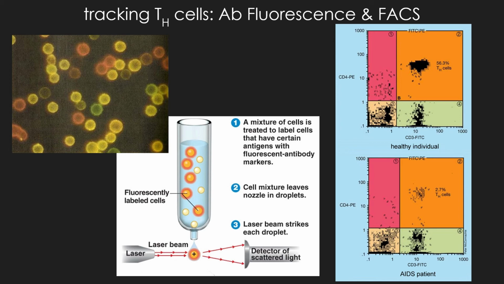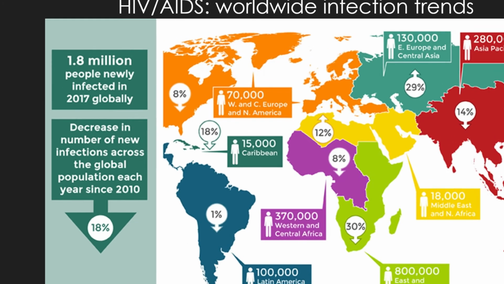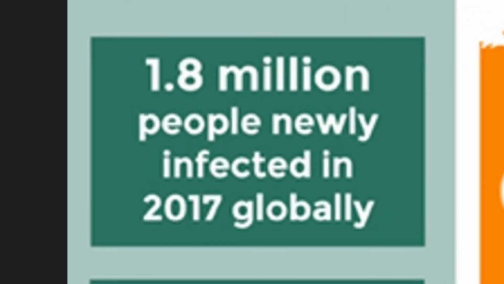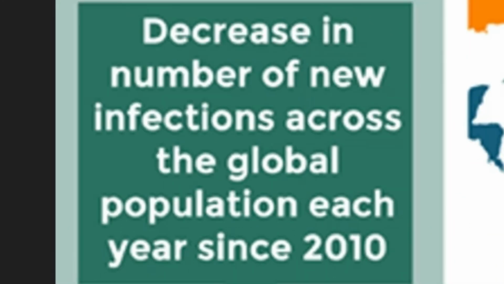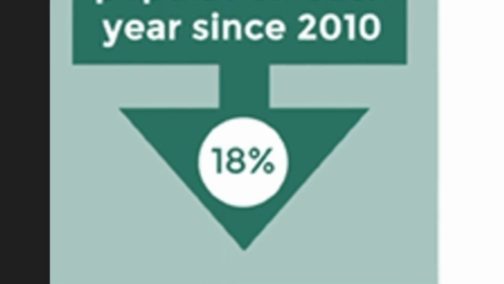So now that we kind of have a handle on what HIV infection looks like, let's take a few minutes to talk about some of the current data about HIV and AIDS. So worldwide, the infection trend of HIV is decreasing. 1.8 million people were newly infected in 2017 globally. That's actually a decrease of 18% a year since 2010.